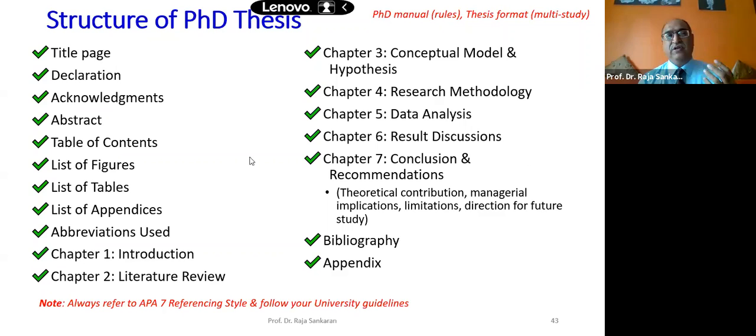Now, typically, what I've also heard from a lot of them is you would have done a wonderful job incorporating good methodology and doing a lot of analysis, but when it comes to the conclusion and recommendation, you might be exhausted. So make sure that you give due emphasis to the last chapter as well, wherein you define the theoretical contribution as well as the managerial implications associated with your study. What kind of limitations does it bring, and what are the directions? Then bibliography and the appendix. This is typically how the structure of a PhD thesis looks.